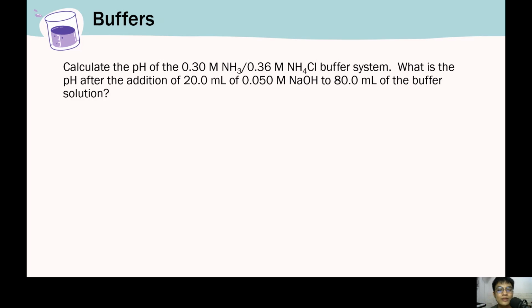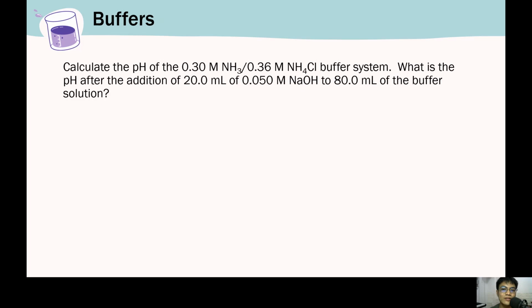Okay. So calculate the pH of the 0.3 molar ammonia slash 0.36 molar ammonium chloride buffer system. What is the pH after the addition of 20 ml of 0.05 molar sodium hydroxide to 80 ml of the buffer solution? Okay.